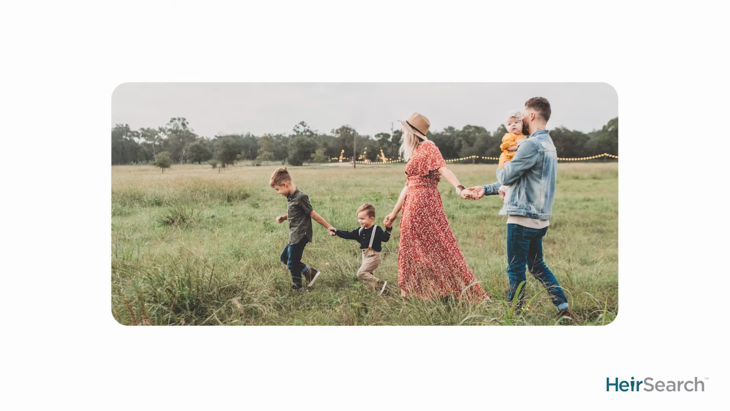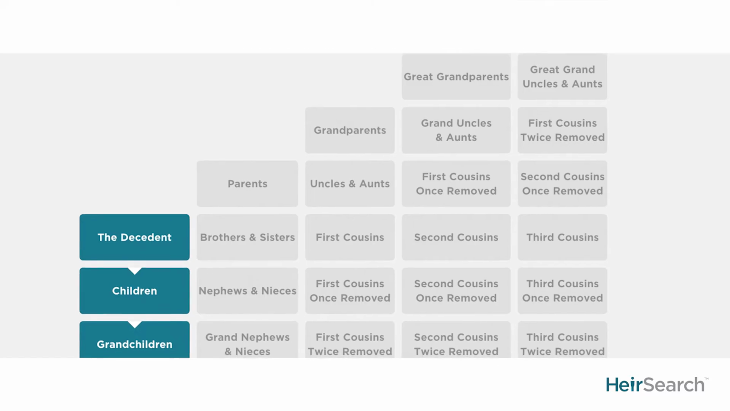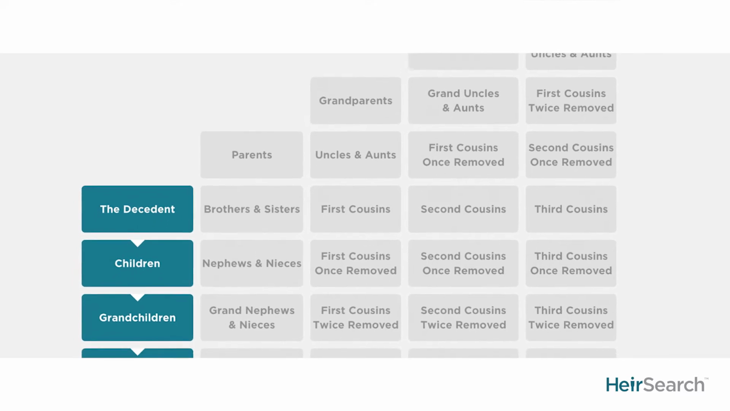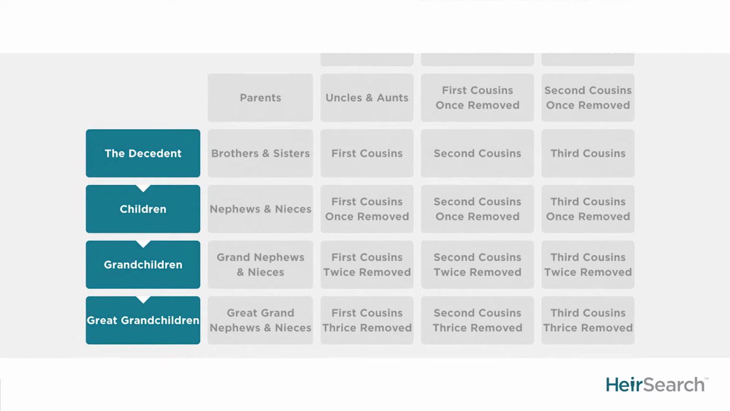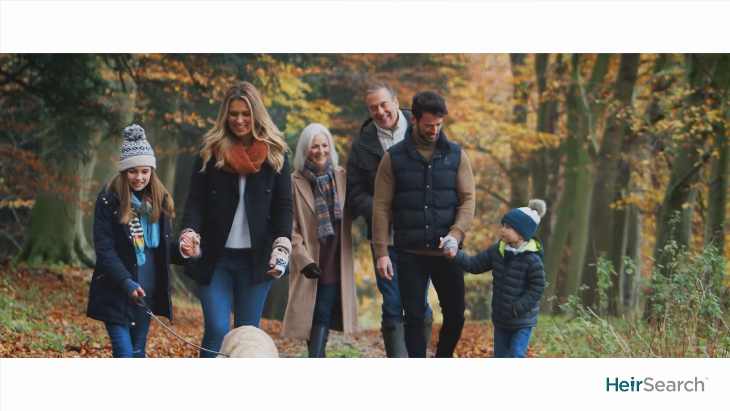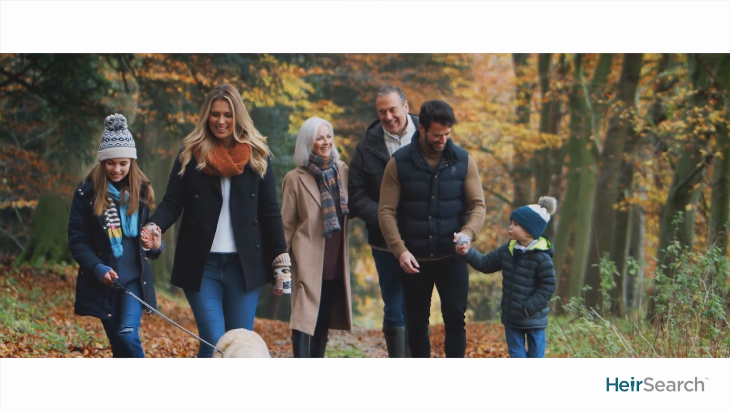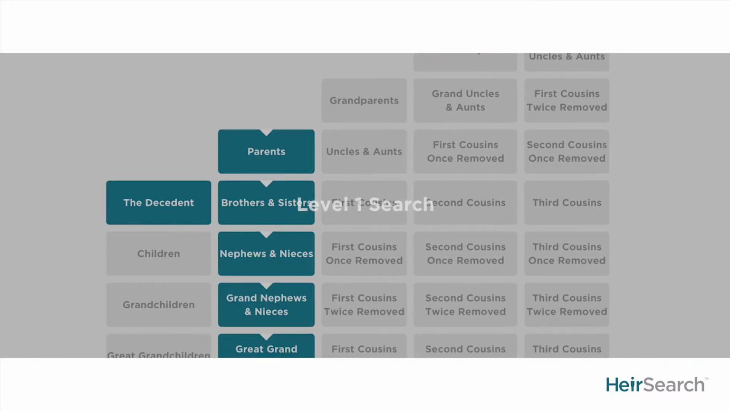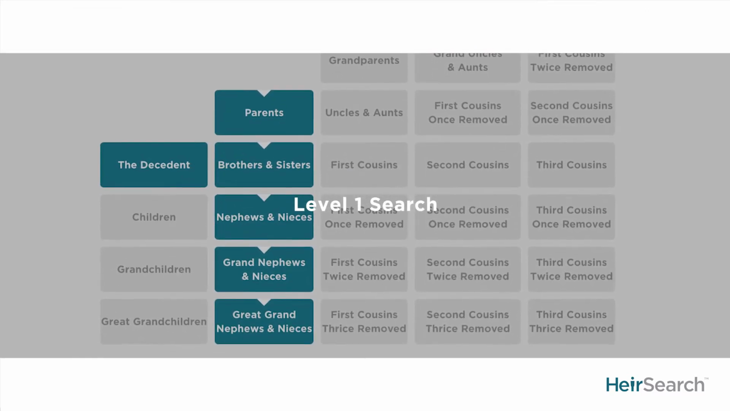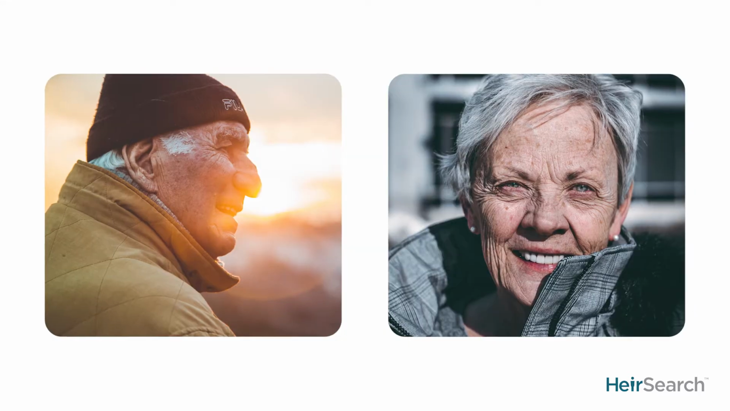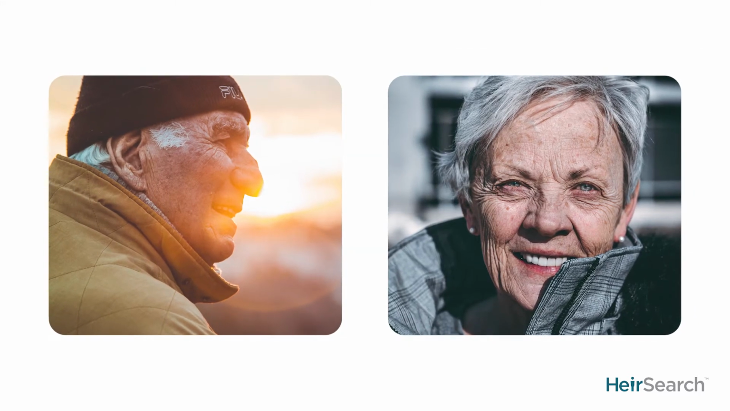The first step is determining if John has a living spouse and lineal descendants. This is established by following the line directly below him to identify his children, grandchildren, and great-grandchildren. If John Smith has no living spouse or lineal descendants, we move on to the next level of the chart. We call this a Level 1 search, as it begins with his parents, who are 1 degree of consanguinity away.